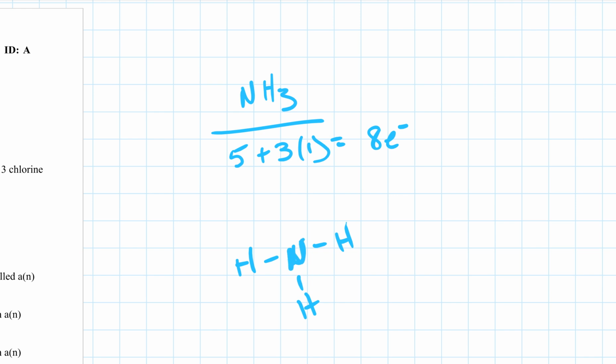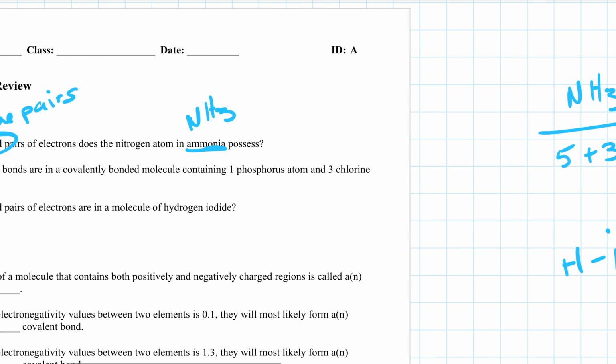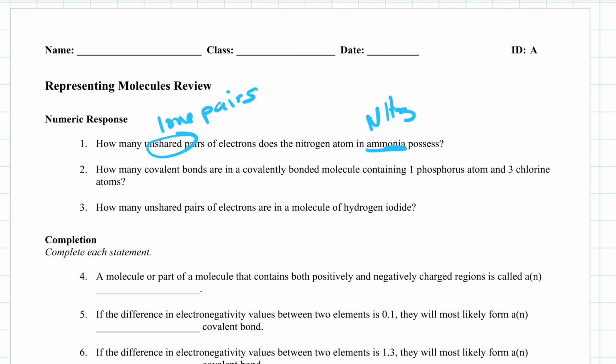So we've attached the nitrogen to the hydrogens. I've used 2, 4, 6 electrons, so the lone pair has to go on nitrogen. So we have 1 lone pair. So the answer for that first one is 1.